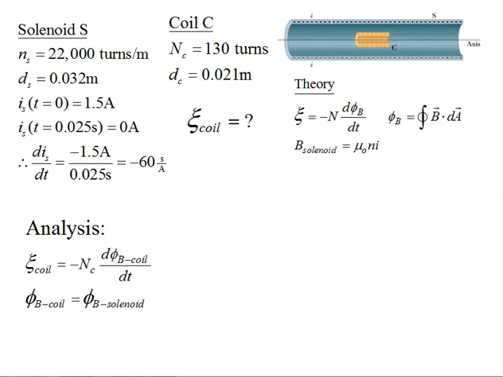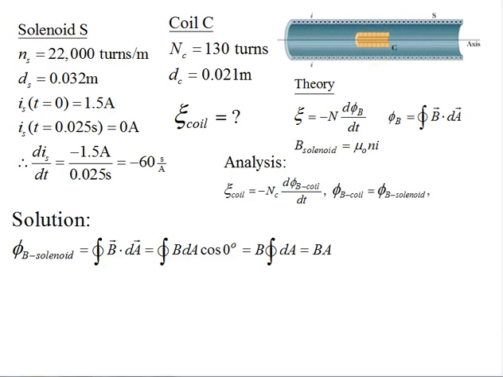So our analysis, again, we know that we want to find the EMF in the coil. That's the number of turns in the coil, times the rate that the flux changes with time in the coil, and then our flux in the coil is going to be the flux of the solenoid, because that's the magnetic field sitting at the center of our solenoid. So our flux in our solenoid is the closed integral of B dot dA.